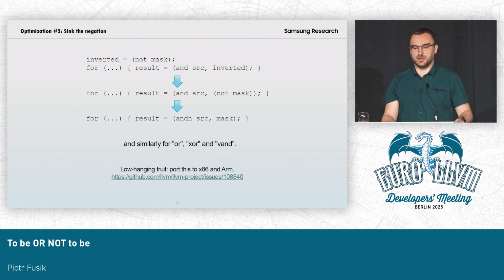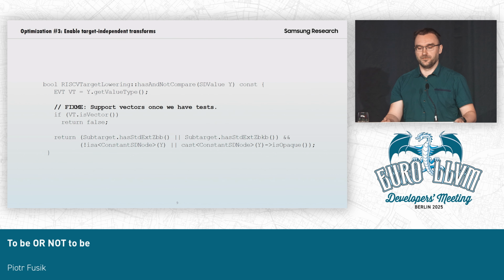My second change was for loops. If there's an inversion before the loop and a bitwise operation inside the loop, we sink the inversion so we can emit the inverted operation. I implemented it just for RISC-V. If you work on x86 or ARM, please support this optimization.